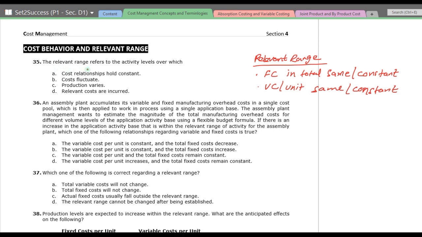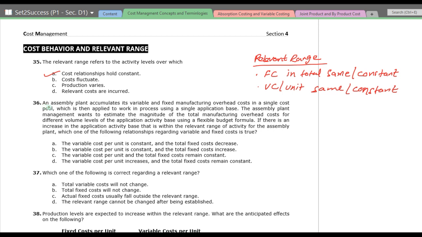So the relevant range refers to the activity levels over which cost relationships hold constant. What is the relationship? Fixed cost in total is the same and constant, and variable cost per unit is the same and constant. That's what cost relationships hold constant.